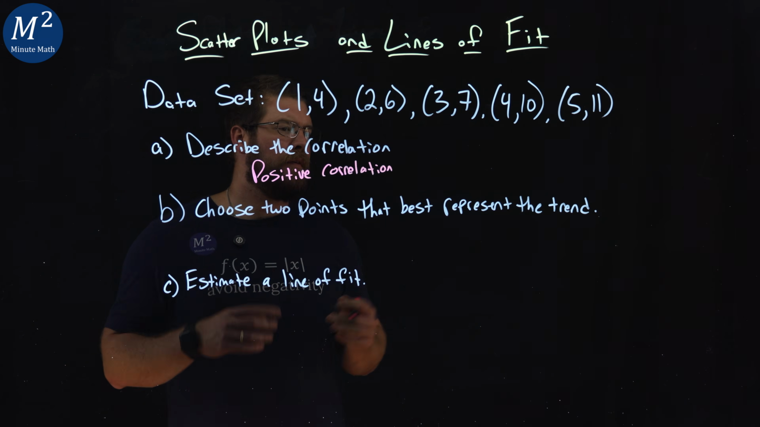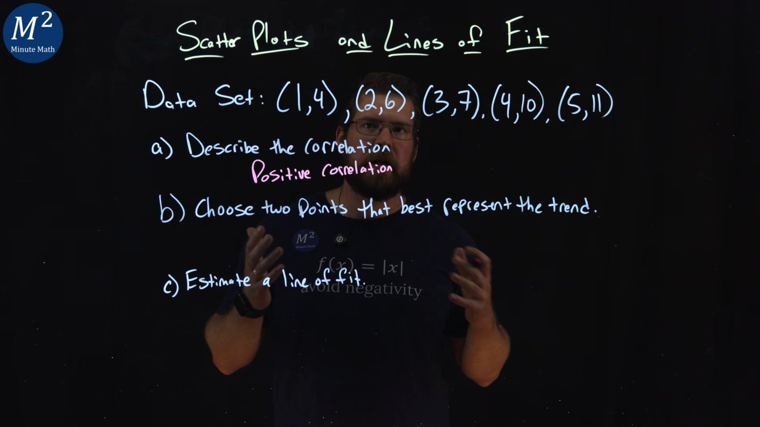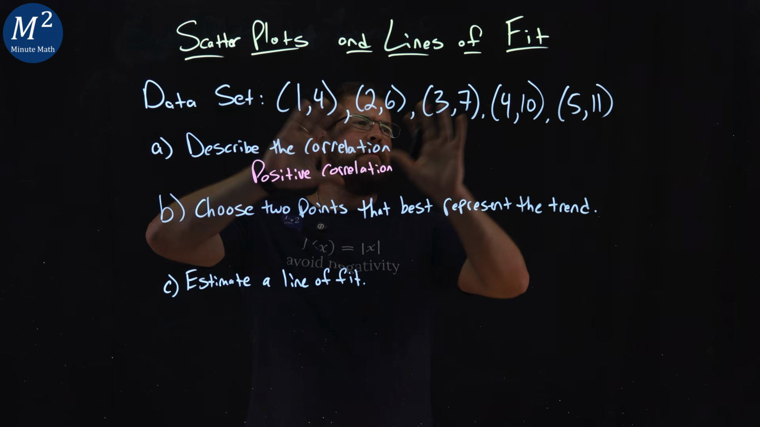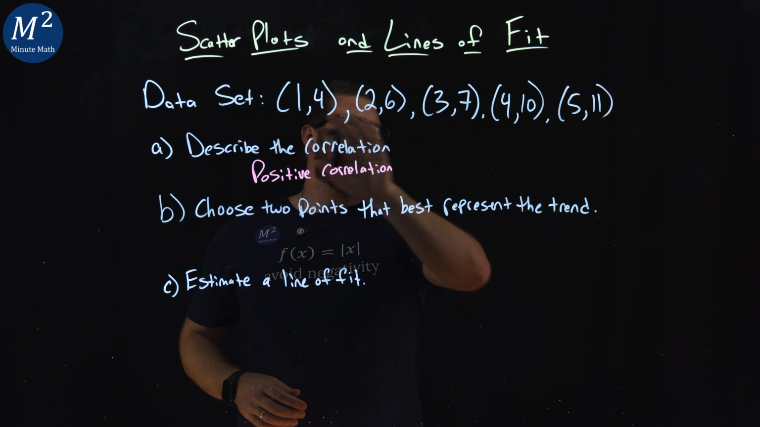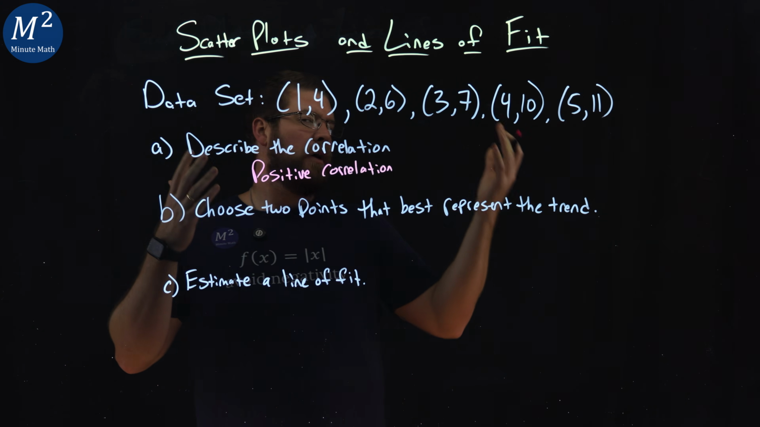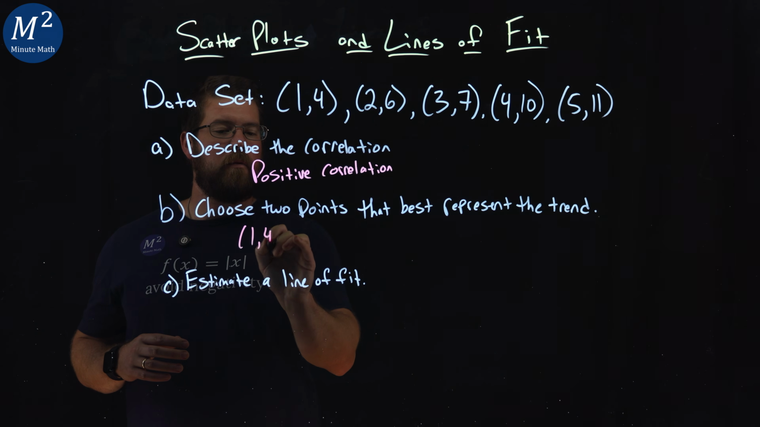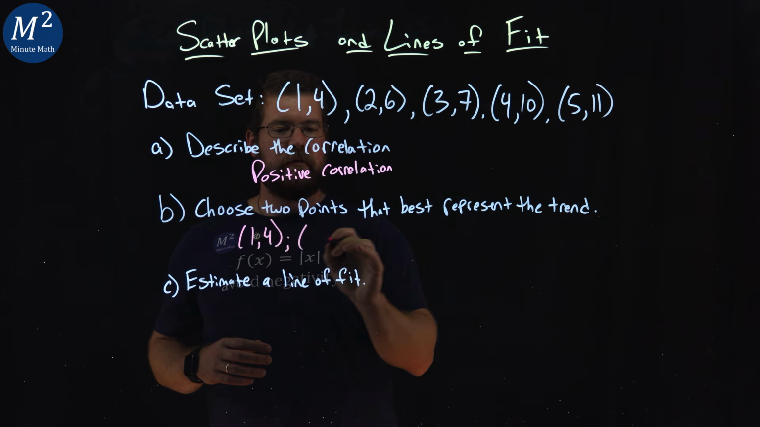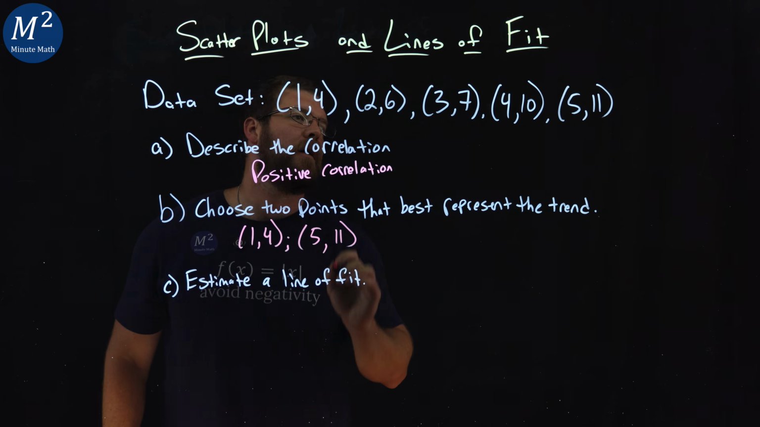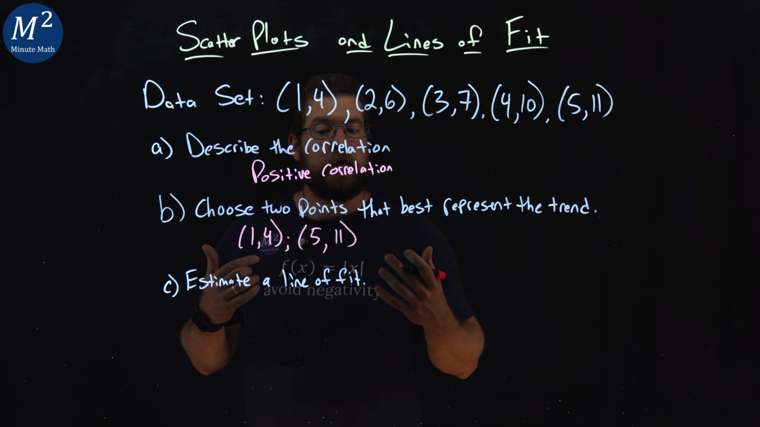Now choose 2 points that best represent the trend. This one's kind of hard and it's kind of subjective in a way here. I'm just kind of going to pick the first and the last to kind of sandwich the data here. So the 2 points I'm going to pick are 1, 4 and 5, 11.